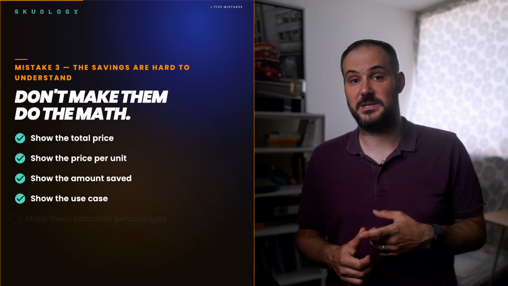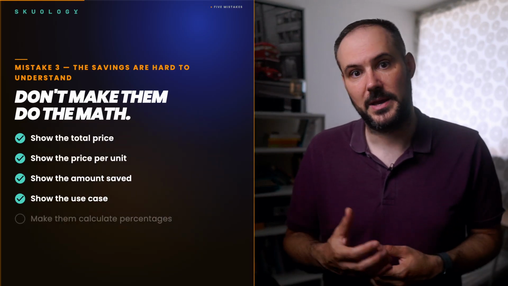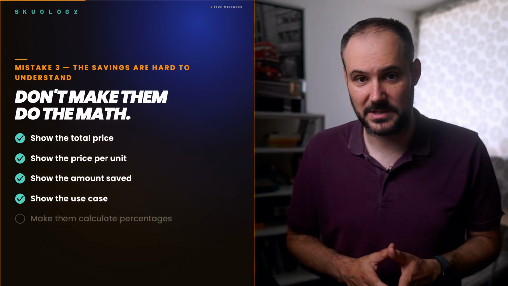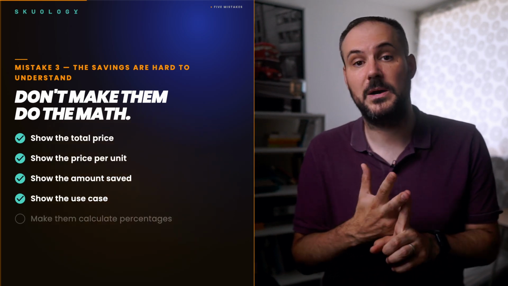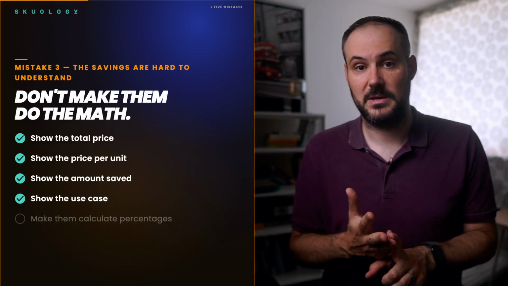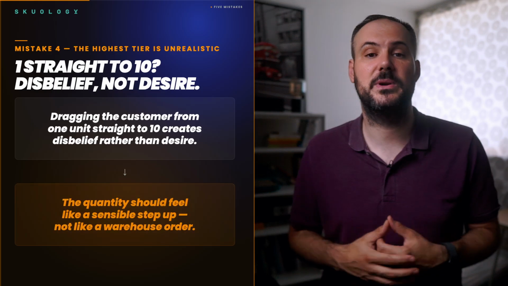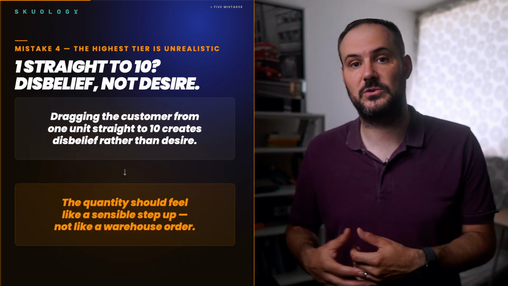Mistake number 3, the savings are difficult to understand. If the customer has to calculate percentages, unit costs, shipping, and total savings, the offer is too complicated. Make the difference obvious. Show the total price, the price per unit, the amount saved, and the use case for each quantity. Mistake number 4 is the highest tier is unrealistic. A brand tries to drag the customer from 1 unit straight to 10.